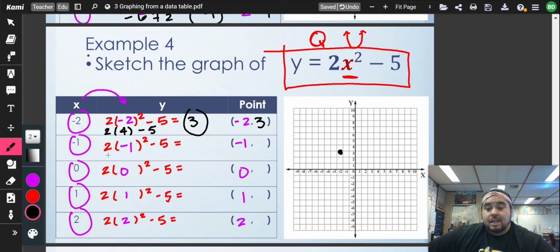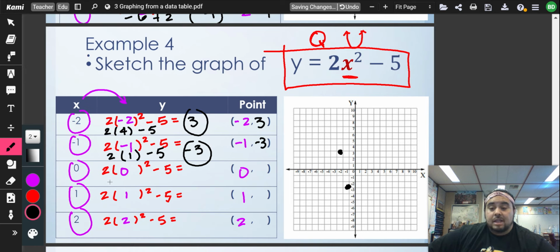Next line, keep the 2. -1 squared is -1 times -1. That's +1, -5. So 2 times 1 is 2. Take away 5 is -3. So my ordered pair is -1, -3. Starting at the origin, I go left 1 and down 3.